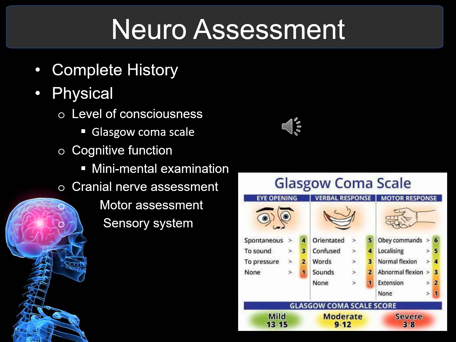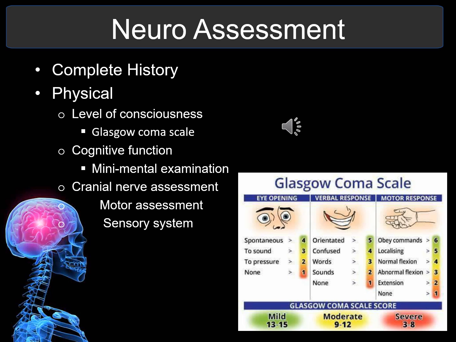Cognitive function, we're going to measure with the Mini-Mental Status Examination. It's a tool that is used to assess cognitive function. It assesses the patient's orientation, attention, calculation, memory, and language abilities. Our cranial nerve assessment is a critical component of the nursing assessment of the patient. It can identify neurological impairment due to disease or trauma to the brain.